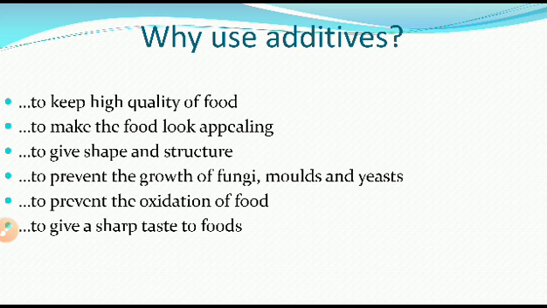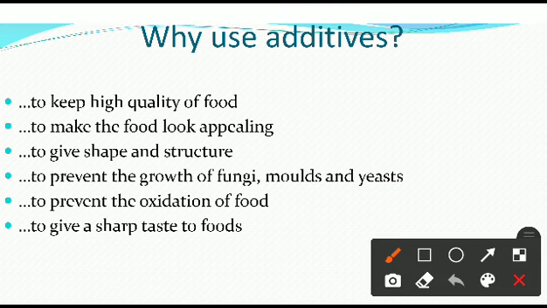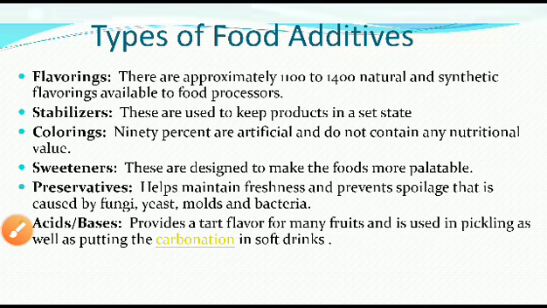Then why do we use additives? What is the function of additives? These additives are used to keep the high quality of the food, to make the food look appealing and attractive, to give shape and structure to the food, and to prevent the growth of fungi, molds and yeast, which is done by preservatives. These additives are also used to prevent oxidation of the food, and to give a sharp taste to the food.